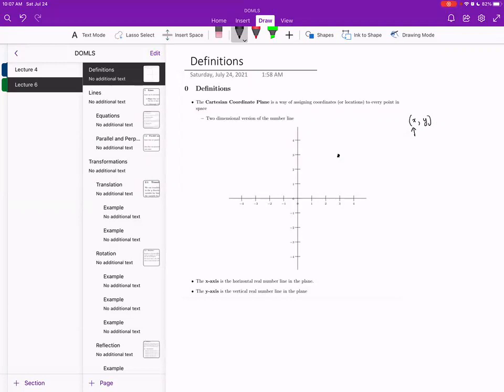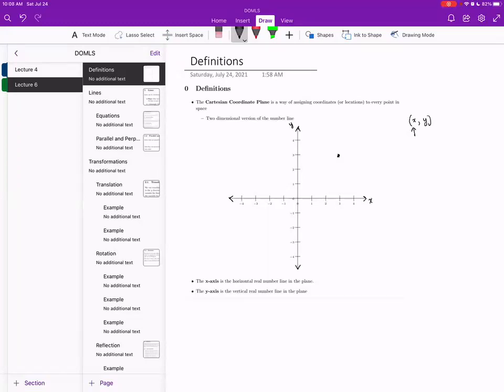x-axis. There are two axes on the Cartesian coordinate plane. Here you can see this is like one real number line, and this is another real number line. These two number lines are our axes, and they define where everything is. Notice that they meet at a right angle. We call this horizontal axis the x-axis, and we call this vertical axis the y-axis.